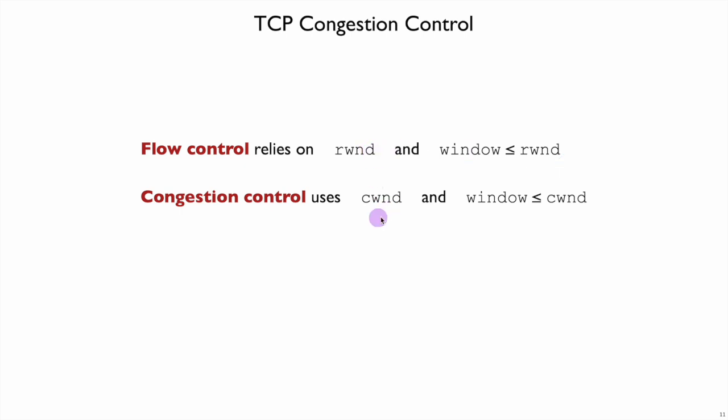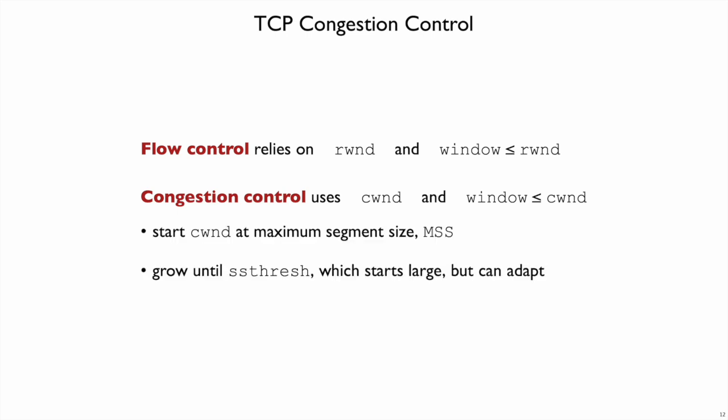RWIND is given to us, cwind we're going to have to figure out as part of the TCP protocol. And here's how it works. We start cwind at a maximum segment size, or MSS. This is a value that's configured in the operating system and based on what kind of network that machine is plugged into. It's a property of the network in the sense that there's an expectation that all devices in between the sender and the receiver can support a packet that has a segment of at least MSS size.